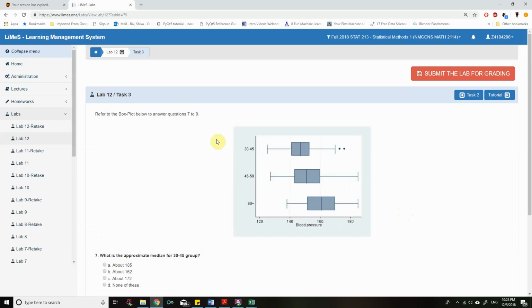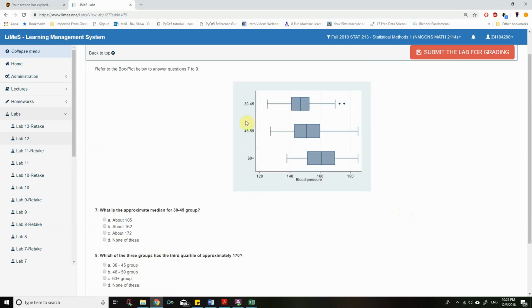Refer to the box plot, answer questions 7 to 9. Here 30 to 45, 46 to 59, 60 plus are the age groups, and their blood pressure is shown by this box plot. What is the approximate median for the 30 to 45 group? Approximate median would be slightly less than 150. So none of these. Which of the three groups has third quartile approximately 170? Third quartile 170 is the 60 plus group.